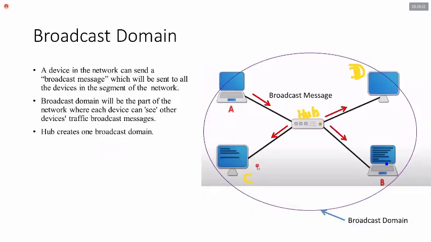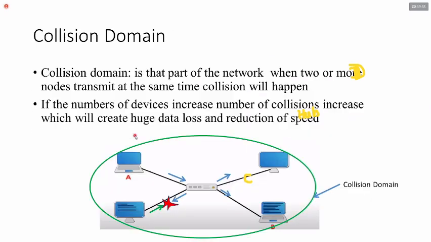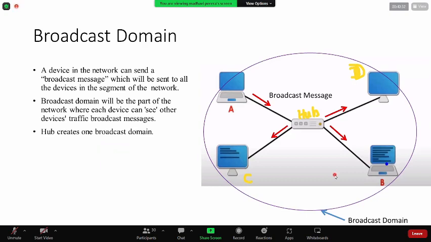Okay, so is it clear? Any questions? So we say a hub creates one broadcast domain and one collision domain, right? All the devices connected to one hub will be in one collision domain and also in one broadcast domain, which means when one sends a broadcast message, all other devices will get it. And also, if any two devices on the hub try to send messages simultaneously, there can be collision problems. So I hope it is clear. Any questions before we move to the next one?